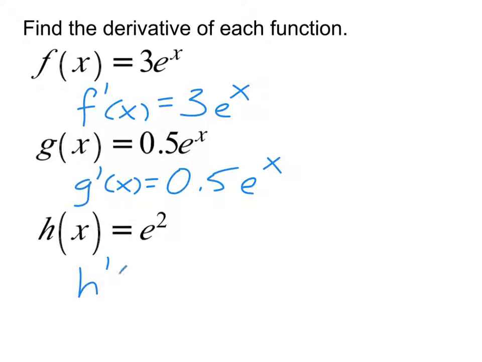All right, last one, h prime of x. What does h prime of x equal here? Well, the derivative of e to the x, of course, is e to the x, but this is e to the power of 2. E squared isn't just e squared a number? Yes. What's the derivative of a constant? Zero. Told you guys. Since e squared is just a constant, the derivative of e squared is just going to be 0.